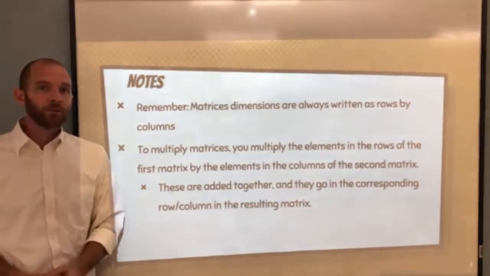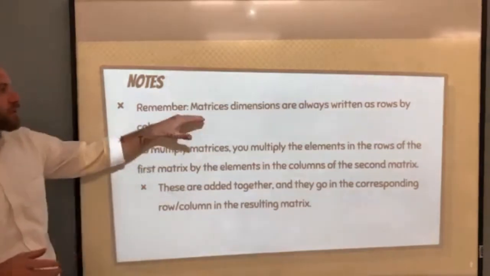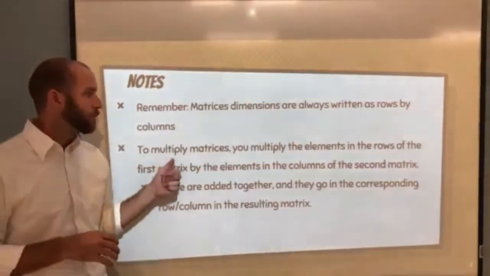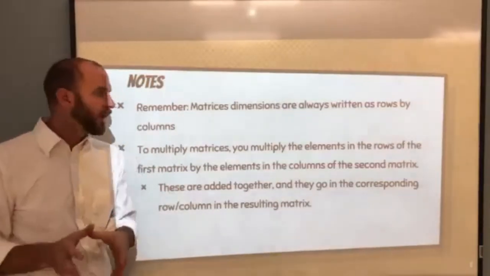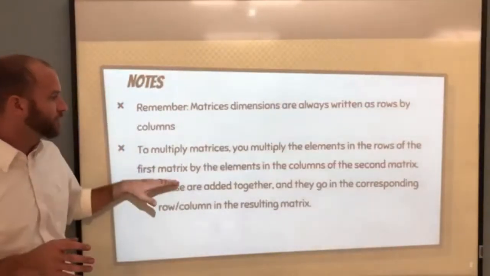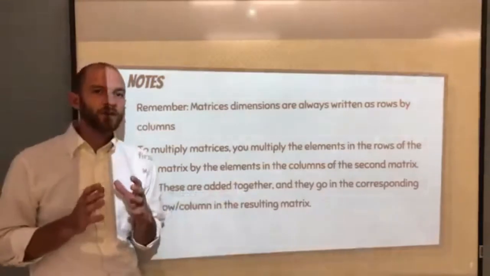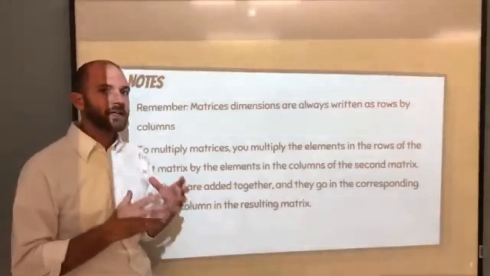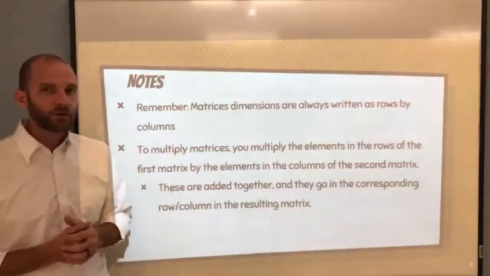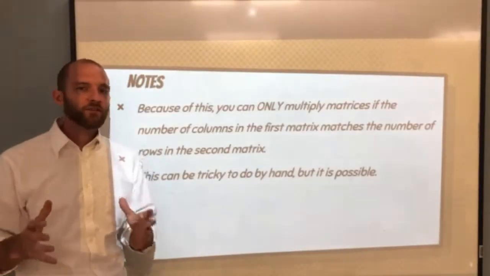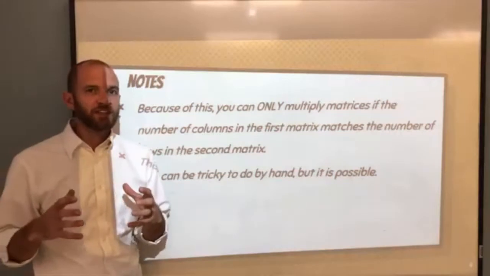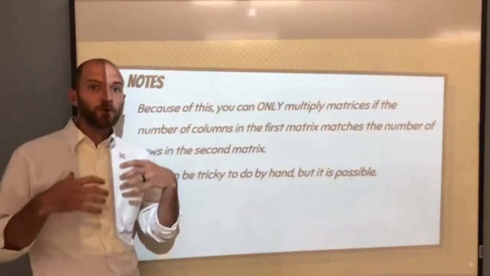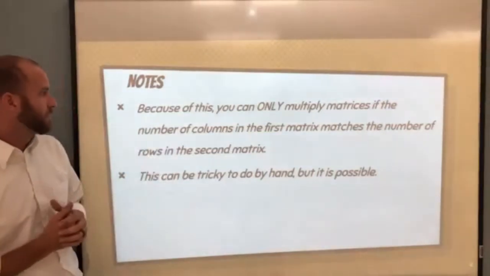A couple notes before we begin. Remember, matrix dimensions are always written as rows by columns. To multiply matrices, you multiply all the elements in the rows of the first matrix by the elements in the columns of the second matrix. These are added together and they go in the corresponding element in your resulting matrix. Because of this, you can only multiply matrices if the number of columns in the first matrix matches the number of rows in the second matrix.